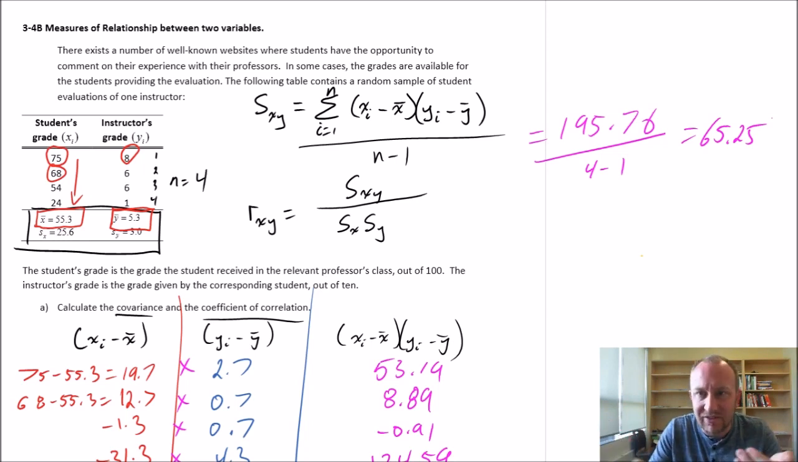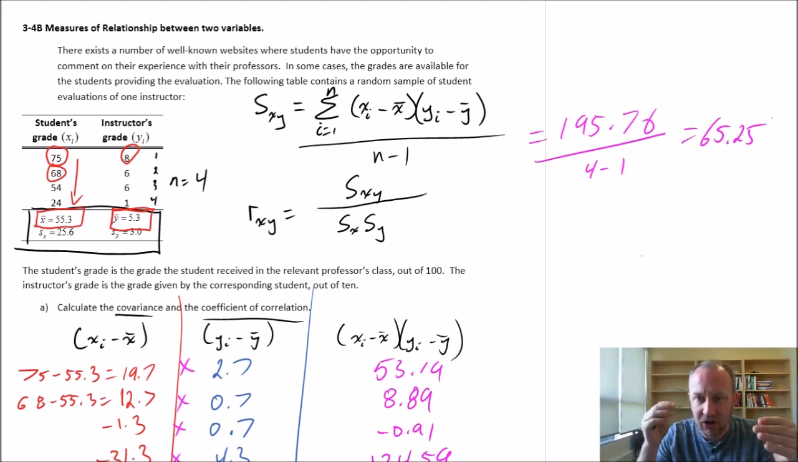What is the strength of that? Well, 65.25, it's not zero. If it were zero, there'd be no relationship. If it were negative, it'd be a negative relationship. So covariance is a measure of the relationship of these two variables, but its interpretation is a little bit tricky because it can really take on any value whatsoever.